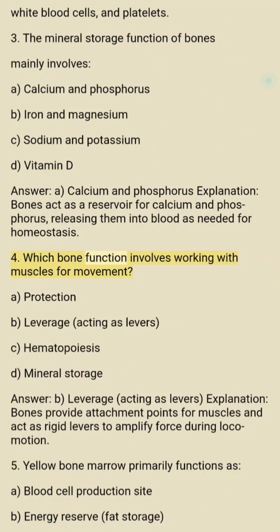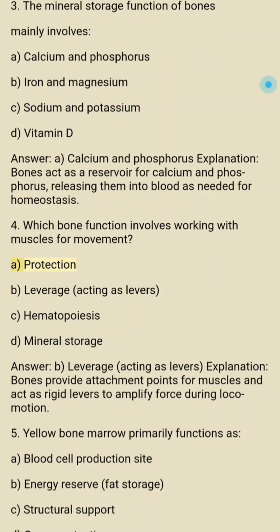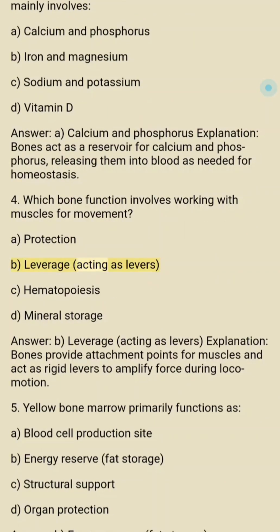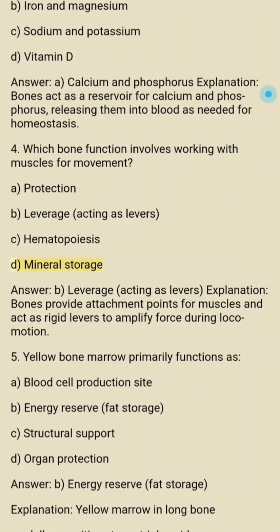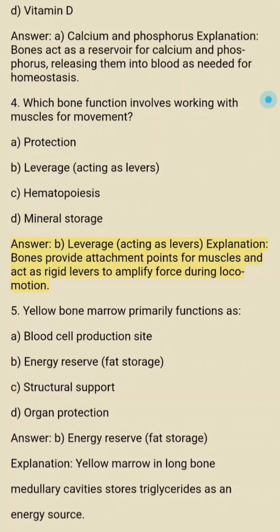4. Which bone function involves working with muscles for movement? A. Protection. B. Leverage, acting as levers. C. Hematopoiesis. D. Mineral storage. Answer. B. Leverage, acting as levers. Explanation. Bones provide attachment points for muscles and act as rigid levers to amplify force during locomotion.